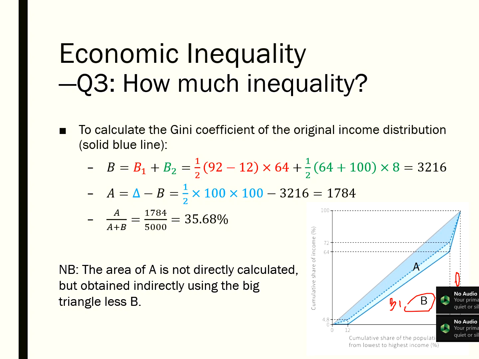This is, of course, a very simple example in which we only have two components of area B, but in practice, we may have hundreds or even thousands of points to be calculated. Then we can apply exactly the same technique to calculate the area of B and then A and then the ratio between the two.